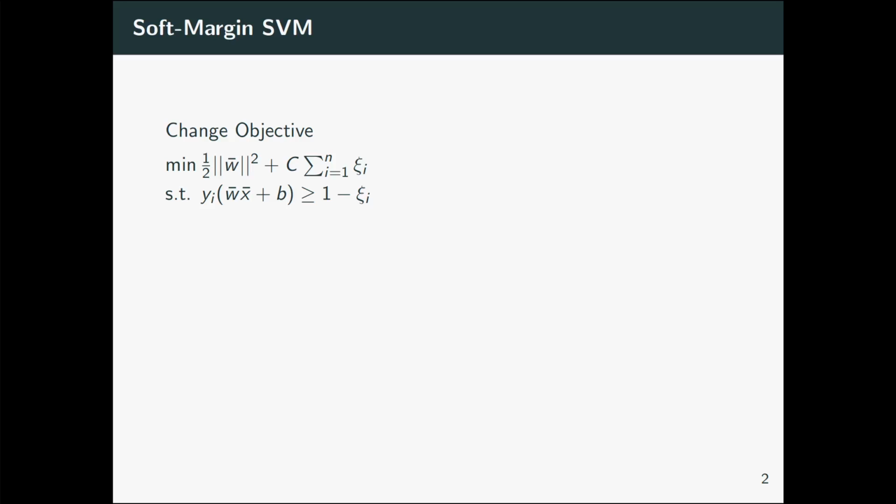Xi of i is 0 for all the points which are on the correct side of the margin or on the margin, and xi of i is greater than 0 for points which are on the wrong side of the margin, right? So all we are saying is that we put the constraint that yi times (wxi plus b) is greater than or equal to 1 minus xi of i.